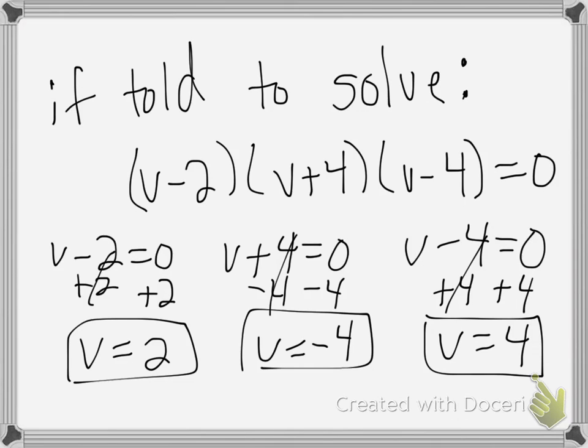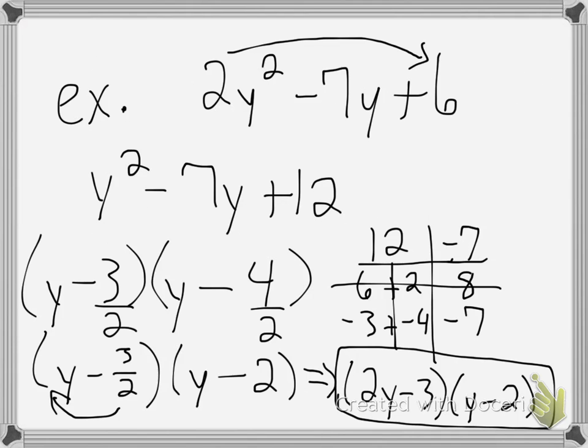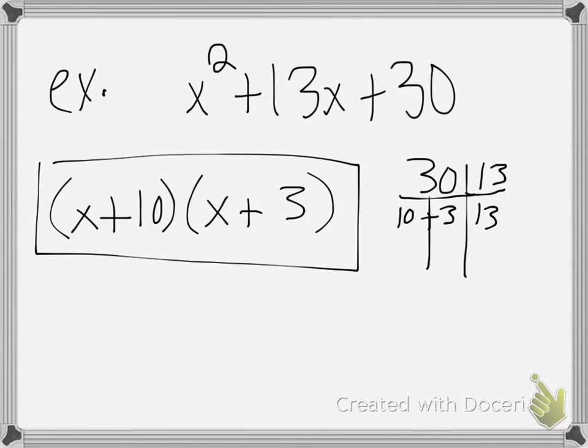And so that would be my answer, these three numbers: 2, negative 4, and 4. So I solved it by factoring. Okay? If any of these had 0 behind them, I could have solved them by factoring. Factor it like I've been doing, set it equal to 0, and set each of my factors equal to 0. Solve for the variable. Does that make sense? Yes?